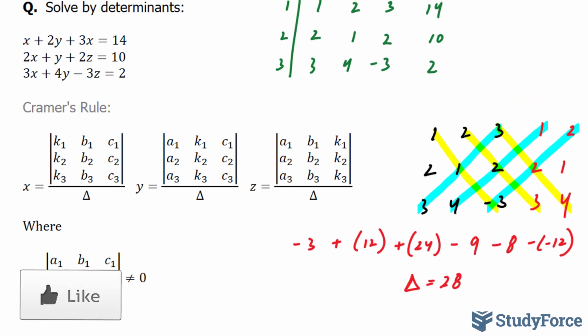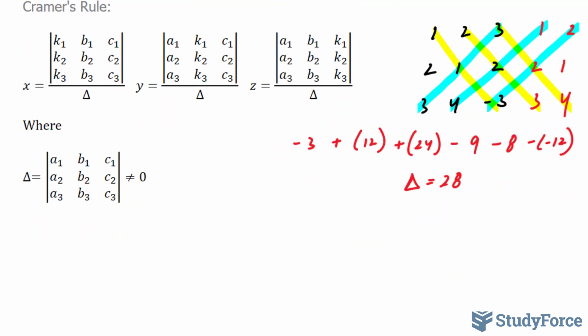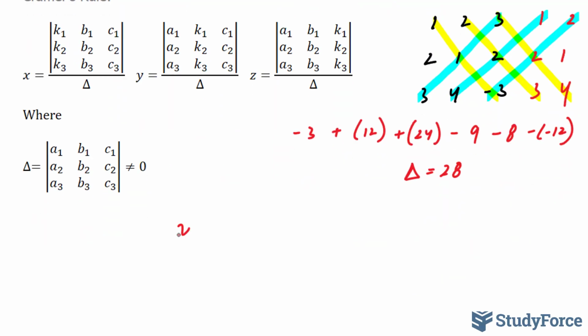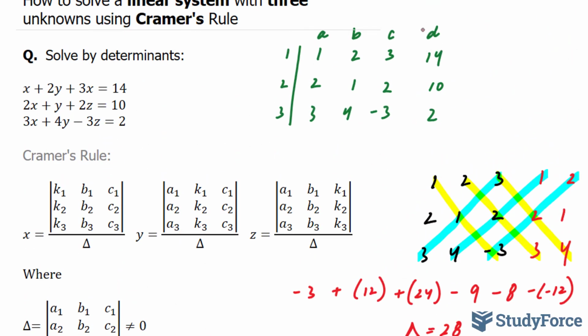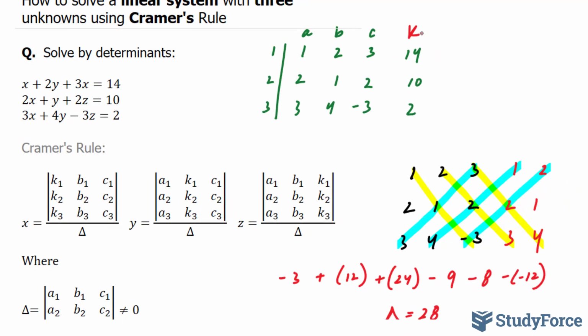Now I have to do the same process for each of these determinants. So the next one that I'll do is x. And whatever I find for x, I'll divide it by 28. Now this, I said, was my d, but it's actually represented as k here in Cramer's rule, so I'll change this into a k. And so we have to find the determinant of k, b, and c. I'll make it right here, and then I'll transfer it below.